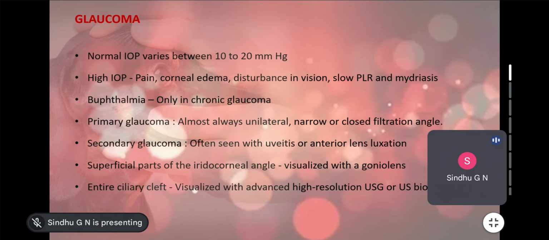Then superficial parts of the iridocorneal angle can be visualized with a gonio lens or a goniolens, but we cannot see the entire iridocorneal angle. For that, we need ultrasound biomicroscopy. Normal ultrasonography will not help in visualizing the entire ciliary cleft. It needs high resolution, high frequency ultrasound probes, like 100 megahertz frequency.